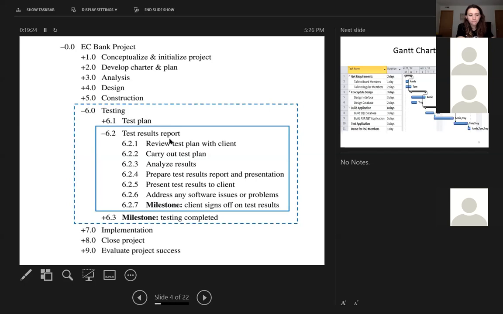The second major deliverable for this phase has been expanded, and yes, all these activities, 6.2.1 to 6.2.6, are those activities that help you produce 6.2, which is your test results report.